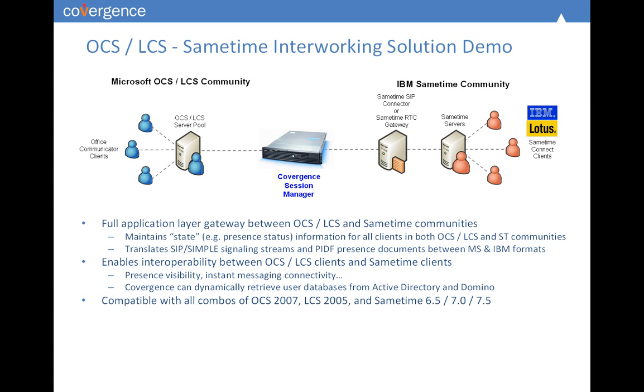What we're going to show you in this demonstration is the application layer gateway functionality between OCS and Sametime communities, and how the Convergence element will provide presence state information for all clients in both the OCS and Sametime communities. In this particular application, what the Convergence element is doing is translating simple signaling streams and presence documents between the Microsoft and IBM formats. By doing this, we are enabling interoperability between OCS clients and Sametime clients, presence visibility, and instant message connectivity.